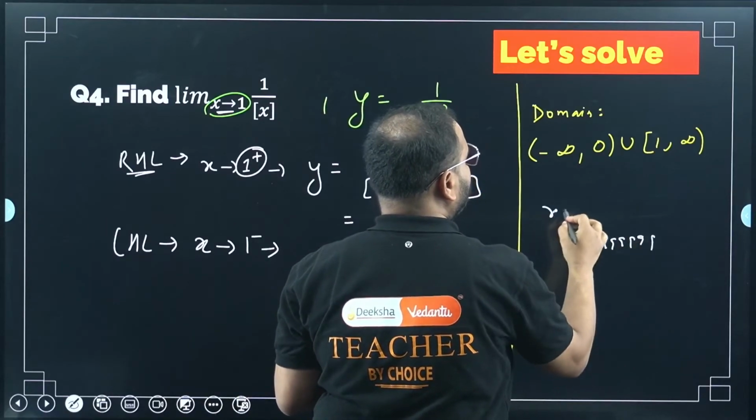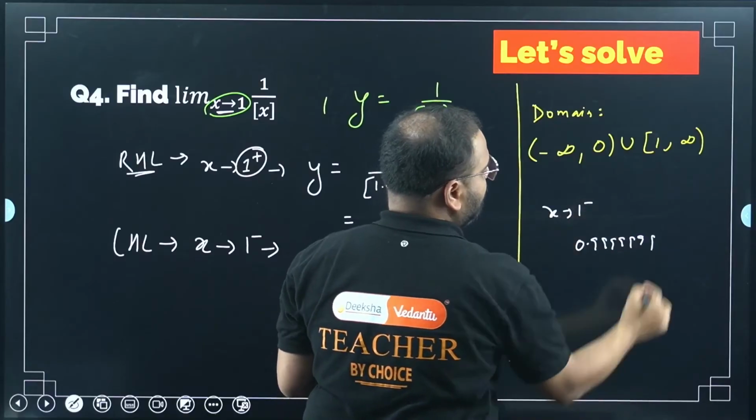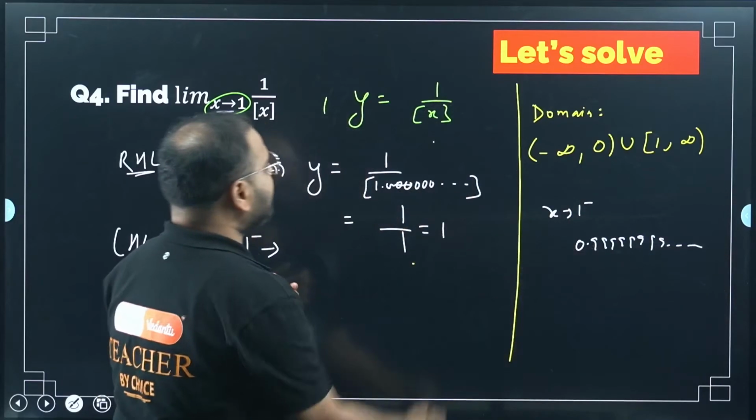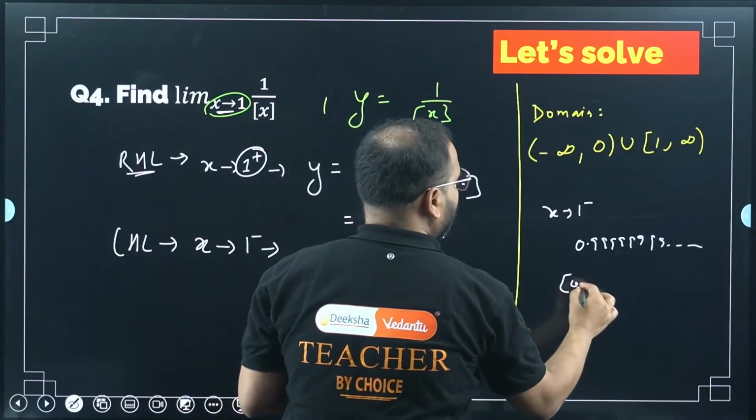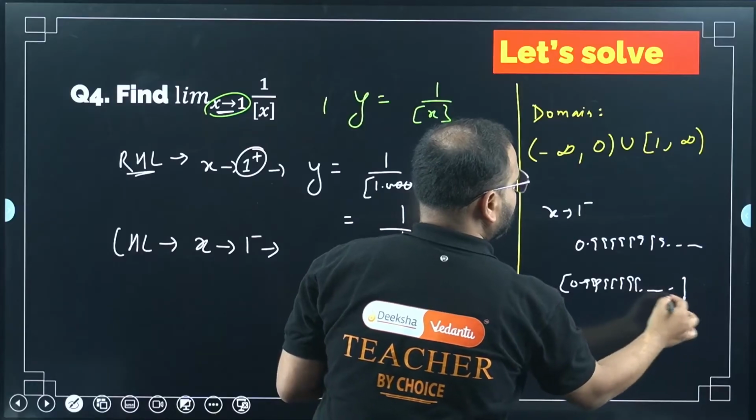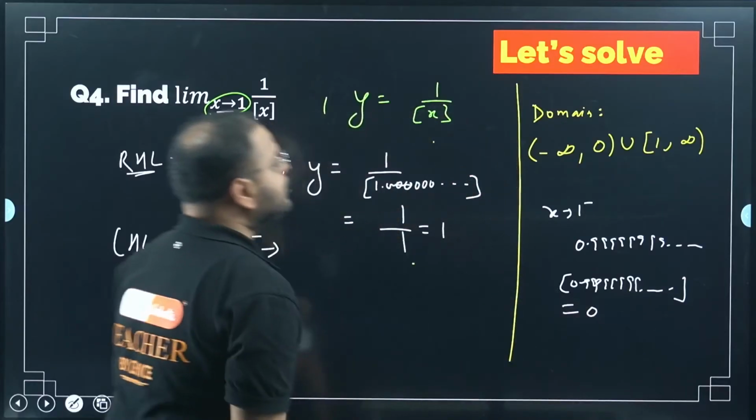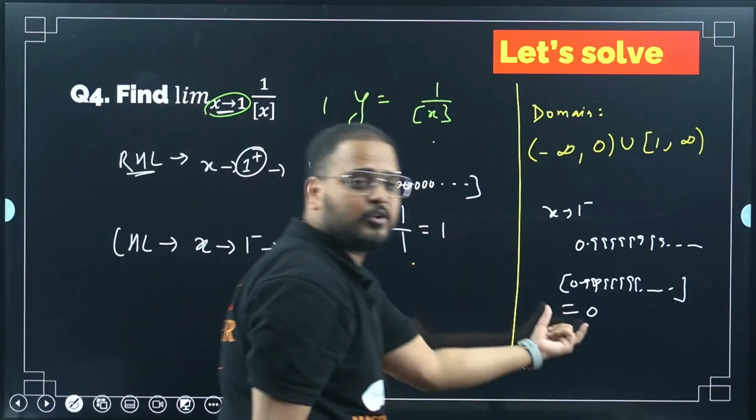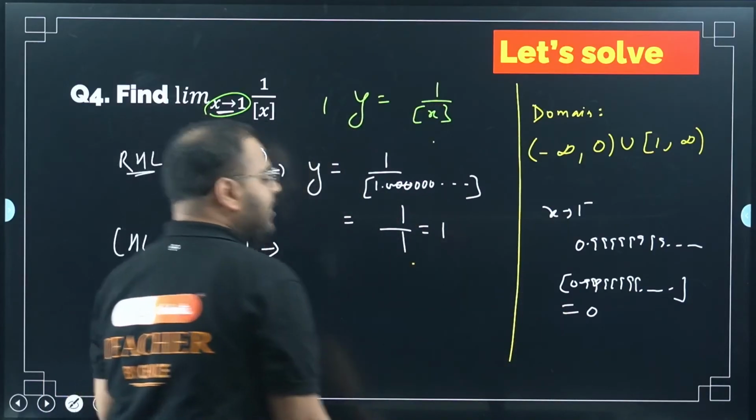0.999999, this is what the meaning is, no? x of 1 negative, 999 like this. Correct? If you try to write this, what will happen to this function? If you put it here, 0.9999999 like this, this will give you 0. In that case, this will become undefined. So this is not part of the domain. So again, very important part.